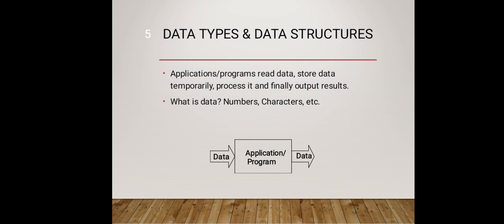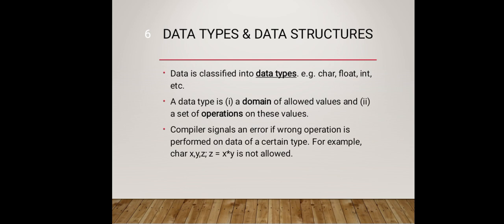So what we are trying to say here is that we have the input data. This is the information that you feed into the computer. And then the output is the information that you get after the processing; that is what we call the output data. Then data is classified into data types. It can be char, float, int, etc. Those are just the classifications of data.